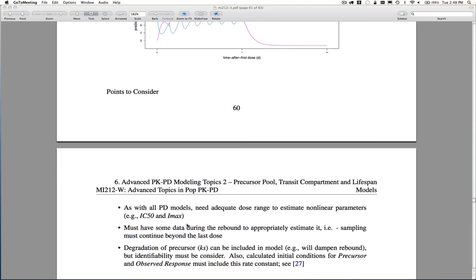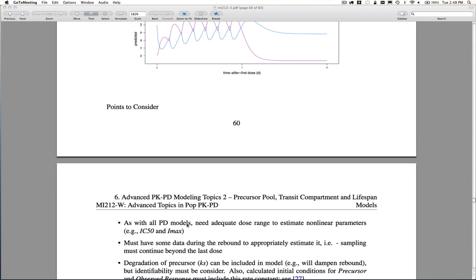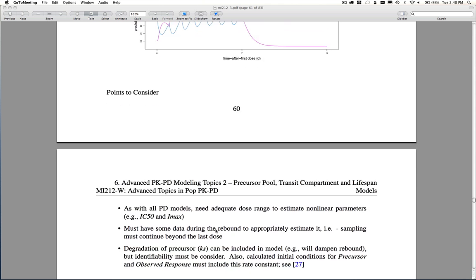You always need enough of a dose range so that you can define where that Emax or Imax value is and where the IC50 is. Otherwise, you usually then need to go to some simplification where you're looking at a power function or a linear function to describe your exposure response.